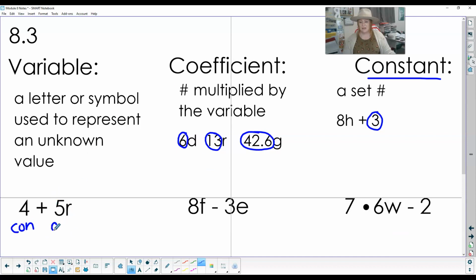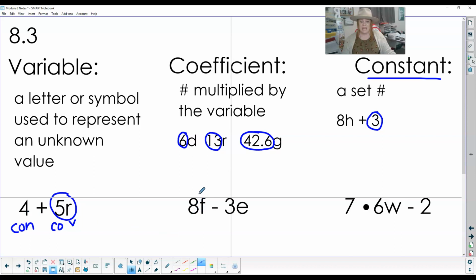5 is the coefficient, and R is the variable. So I have 5 groups of R. We don't know what R is. We don't know how many that is yet, but then I'll always have these 4 extra. And once we know what R is, you still would do this first, 5 times R, then add on the 4. Order of operations matters.